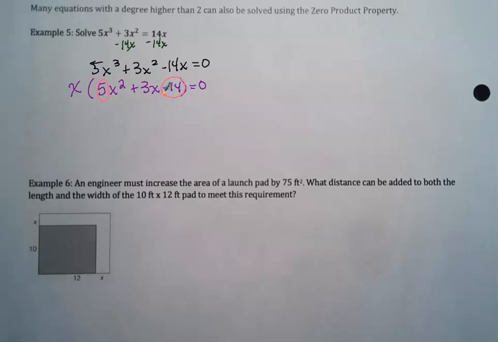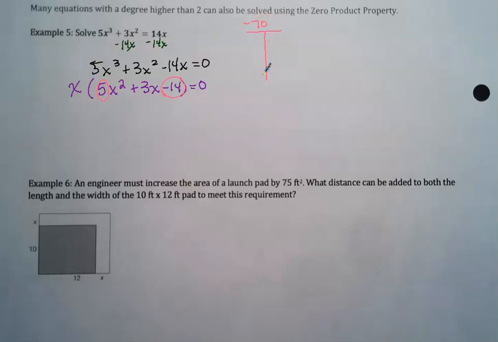So 5, I'm going to grab my calculator. 5 times negative 14. Sorry, have to clear my memory. So 5 times negative 14 is negative 70. All right, and we need to find factors of negative 70 that equal a positive 3.